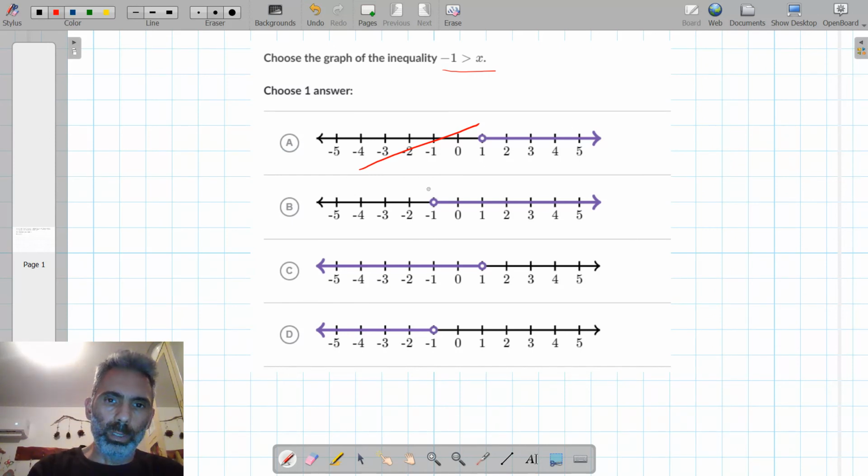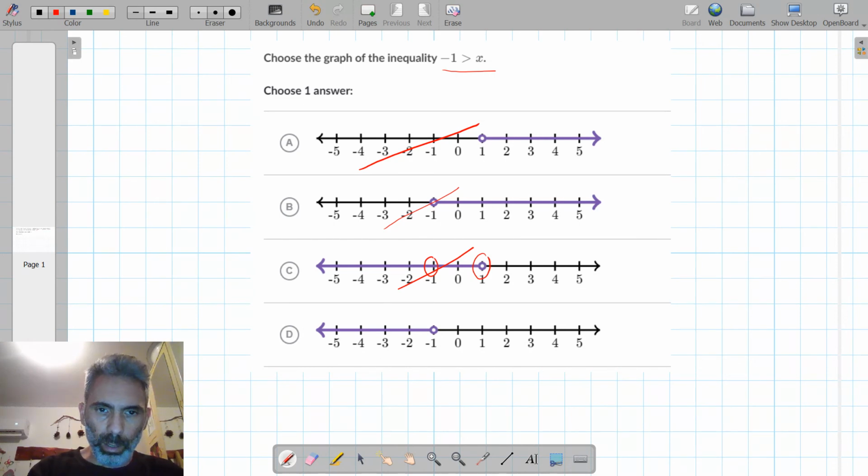Okay, so we begin with -1 and all the values of x should be less than -1 because -1 is greater than x. So we need to begin with -1 and go to the left. So B is not correct because we are going to the right. C is not correct because we begin from 1 and we should begin from -1, the purple arrow. And the only correct option is D, because we begin from -1 and we go to the left.